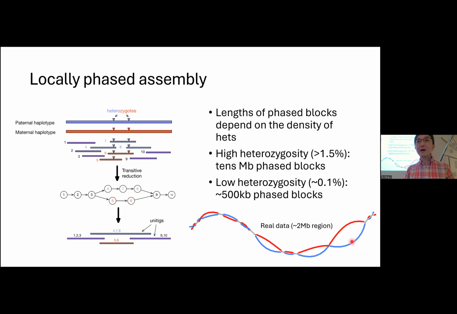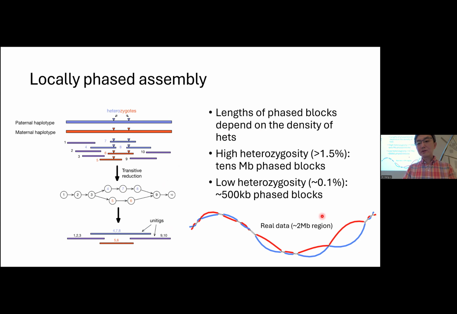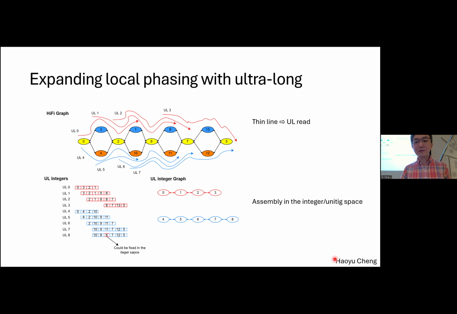And the problem is that often we don't have the parents' information. And so what do we do? We can further improve this graph. This graph corresponds to this graph with multiple bubbles. Here we can use the ultra-long reads. They are much longer reads than the HiFi reads, and often the ultra-long reads may span multiple bubbles. In this case, these thin lines are the ultra-long reads. We can use this information to further separate the region. For this region, with ultra-long reads, we can completely separate the haplotypes without the parental information.